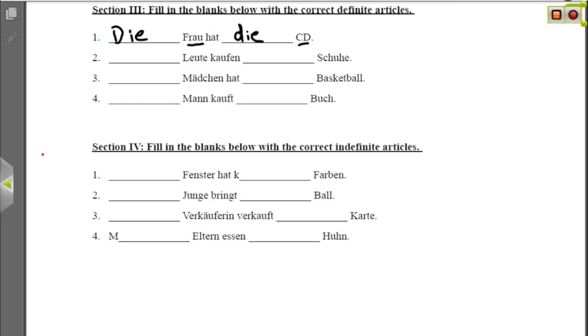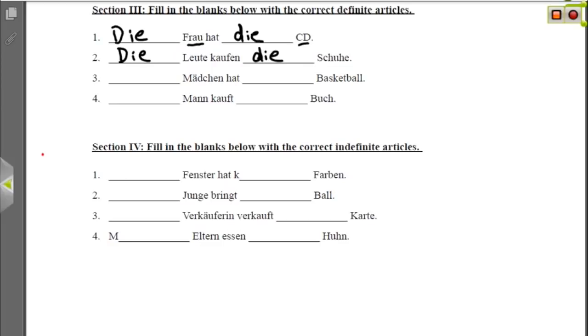Number 2. Something about Leute kaufen, something about Schuhe. Leute are people, Schuhe are shoes, kaufen is to buy. Normally, people buy shoes, shoes don't buy people. We're going to assume that Leute is our subject here, and therefore we have here the plural die, followed by the plural die, because they're both plural, Schuhe and Leute, and so we have here die Leute kaufen die Schuhe. The people buy the shoes.